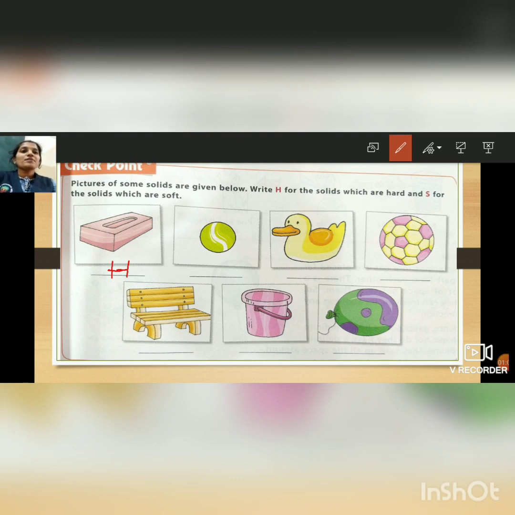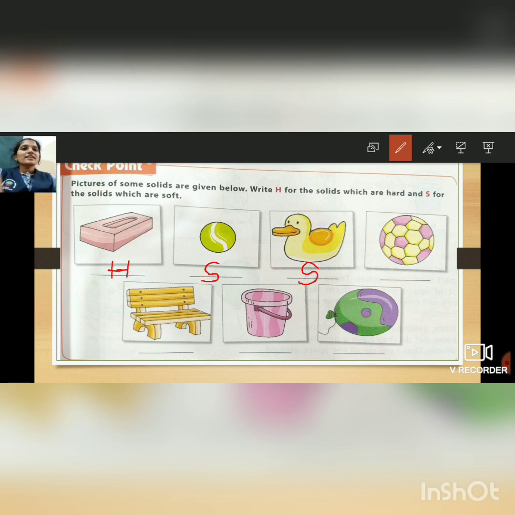So now students, second example we can see that there is a cricket ball, and we know that it feels soft. So we are going to write S for it. So you write it properly in the textbook, on the line. Now next example we can see that there is a duck. So we know that it feels soft. We can see that it is the solid, that means it is soft in touch. So we are going to write S for duck also.